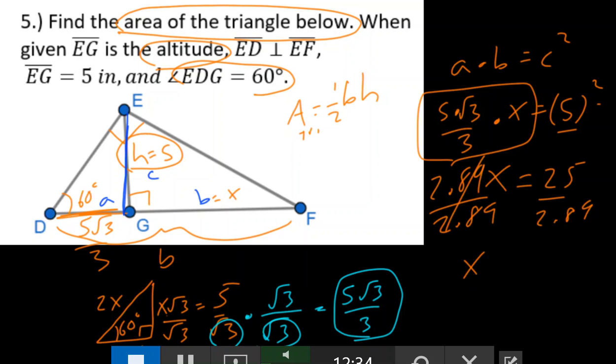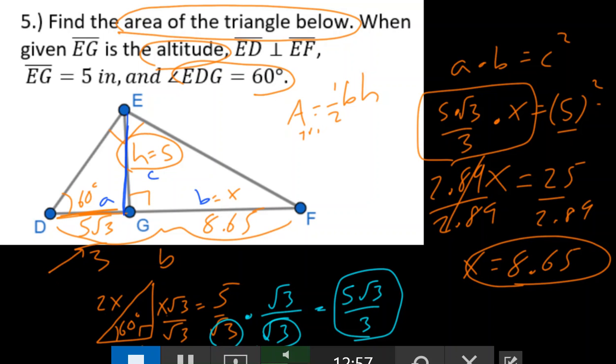Okay, now this is infinitely easier to solve, so we can divide both sides by 2.89, and we're going to get x is equal to, let's see, 25 divided by 2.89 is 8.65. And we now know that this length of GF is 8.65. And you know what, I would encourage you to take this 5 square root of 3 over 3. Remember, we found that that was really 2.89, and now you have enough information to solve the rest of this.